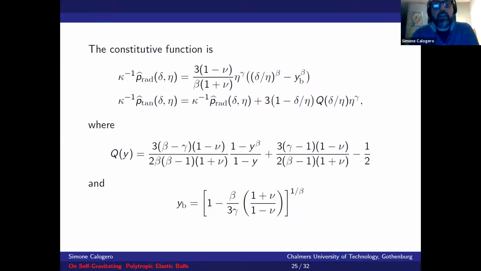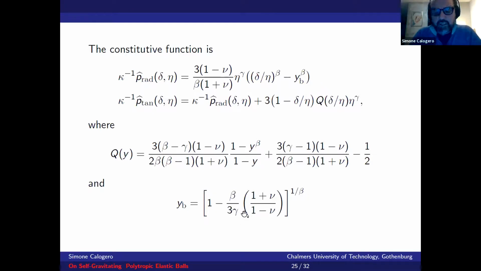this stored energy. The tangential pressure is a bit complicated, as I told you. Usually it's complicated, but the radial pressure is not so hard actually. It's clear that the radial pressure vanishes when delta over eta is equal to Y_B, and this Y_B in this model is given by this expression in terms of the parameters beta, gamma, and mu. So you see here that mu is important, right? So you cannot just set it equal to 1.